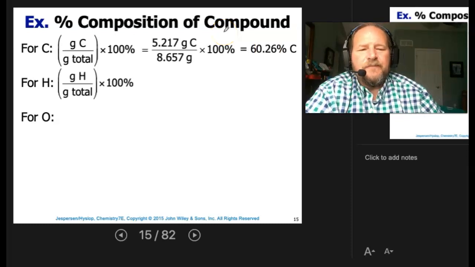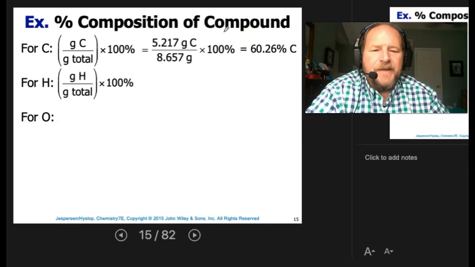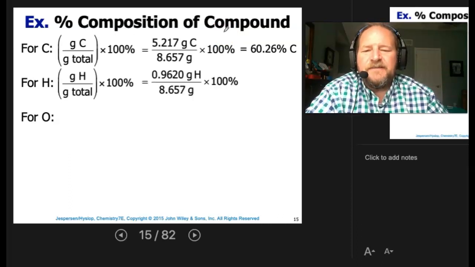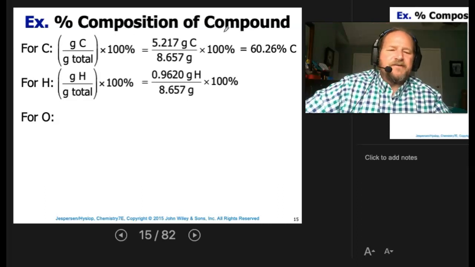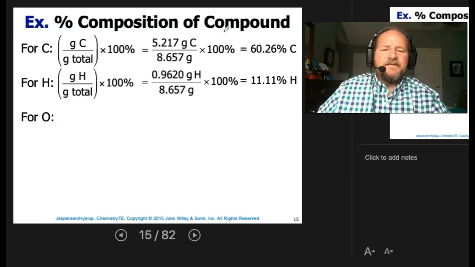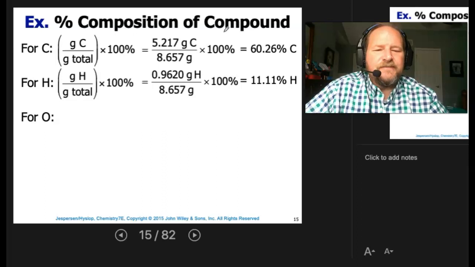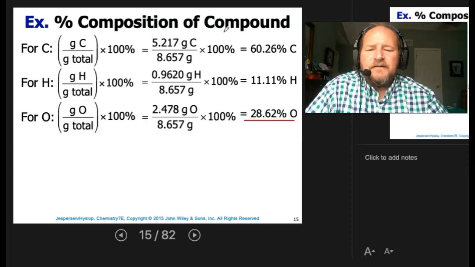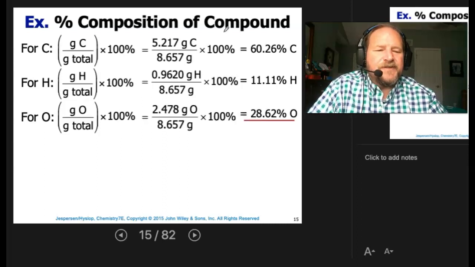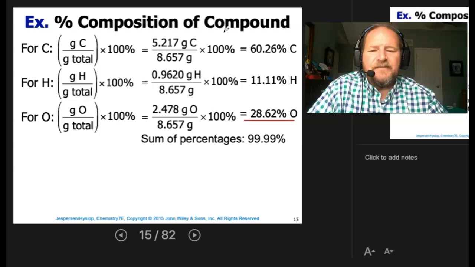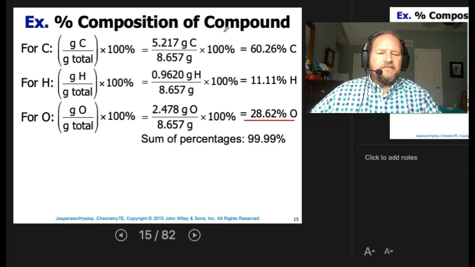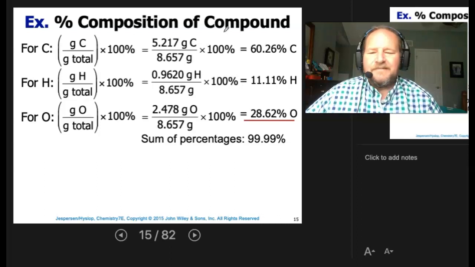For hydrogen, we'll do the same formula, but we'll do the mass of hydrogen over the total. So we have 0.9620 divided by 8.657, our total mass. That's going to give us 11.11% hydrogen. Finally, for the oxygen, we'll now use the mass of oxygen and use the same formula. And that's going to give us 28.62%. Now, if we did everything right, this should sum up to 100%. And here it comes up to 99.99, which is going to be close enough for government work, right?